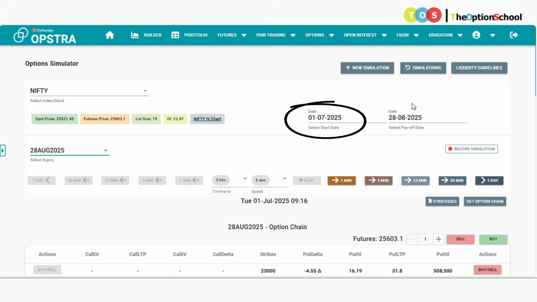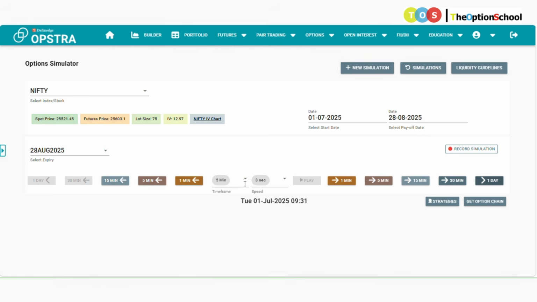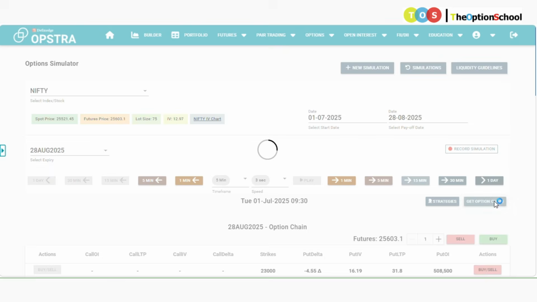So what I have done, I have taken a date of 1st July, and on 1st July I will be taking the trade for the second month, that is August expiry. We'll just move by 15 minutes to get slightly better liquidity, and let me go to the option chain.